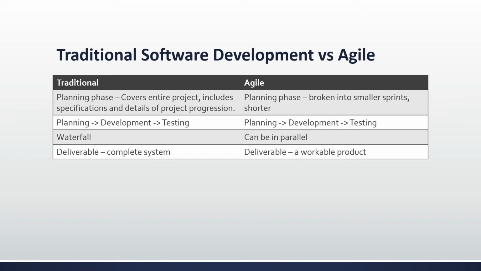Now, Agile is a little bit different. The Agile development has the same planning, development, and testing phases, but rather than having one set of phases, the phase is broken up into many smaller sets called sprints. Each sprint delivers a workable product with some of the features required and delivers production quality software that is ready for users to begin using. Many sprints can also happen in parallel.